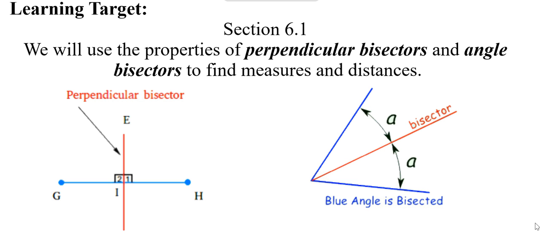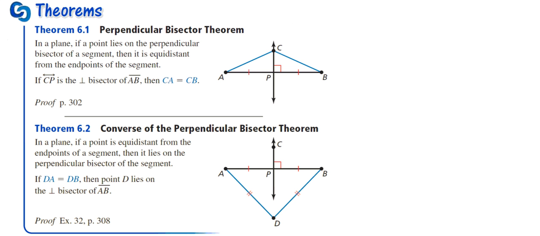We will be using properties of perpendicular bisectors and angle bisectors to find measures and distances. First thing we want to talk about is our theorems. Our perpendicular bisector theorem states that if we have a point that is on the perpendicular bisector, so if C is on that, then we can assure that our distance from C to A is equal to the distance from C to B.